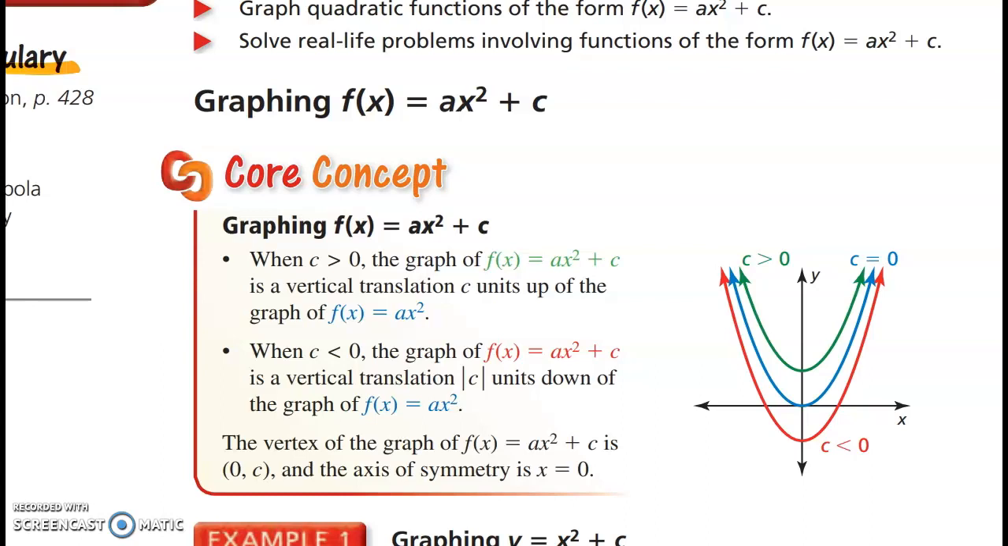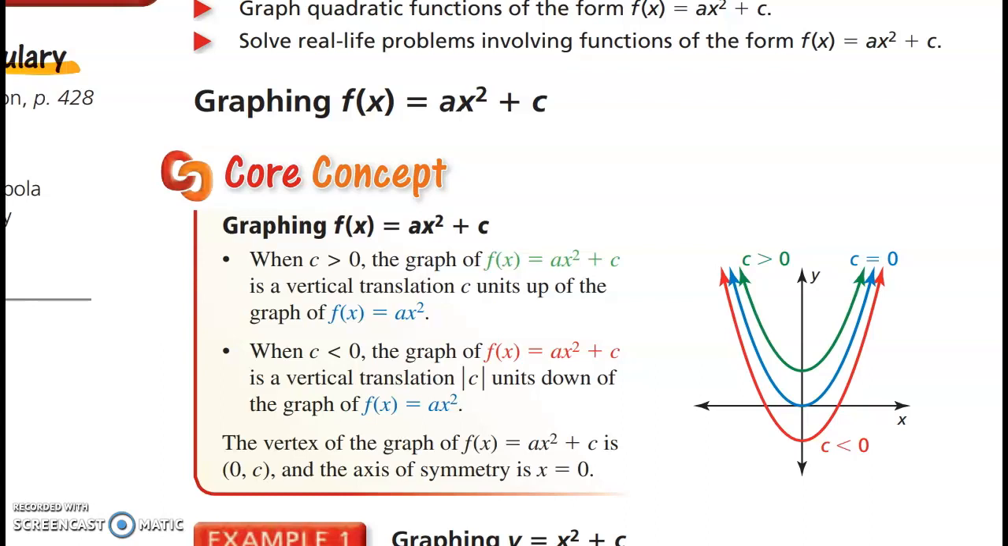Now, obviously, once you start changing more than one thing, there's going to be more than one transformation to the parent graph. I do want to address this picture here because it's kind of misleading. So the blue function is your parent graph where a is equal to 1 and c is equal to 0. The green graph, it says when c is greater than 0, it's going to go up. Now, again, it's just taking the whole function and moving it up. Don't be misled by the picture.